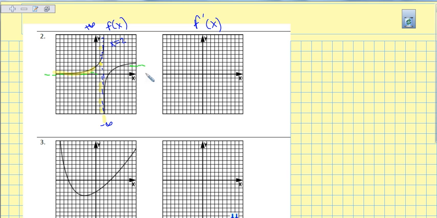Well, what does it do when it flattens out? When it flattens out, it looks like a horizontal line, so the slope of that would equal 0. So as we get over in this section over here, it looks like the slope of the tangent line will be equal to 0.